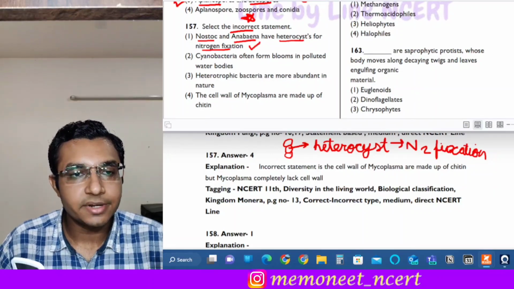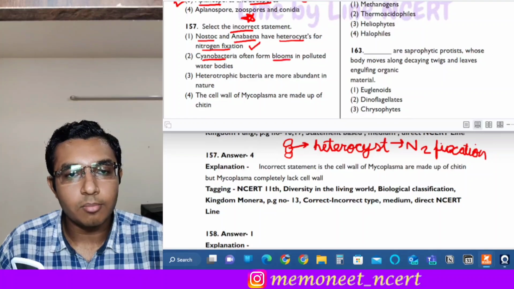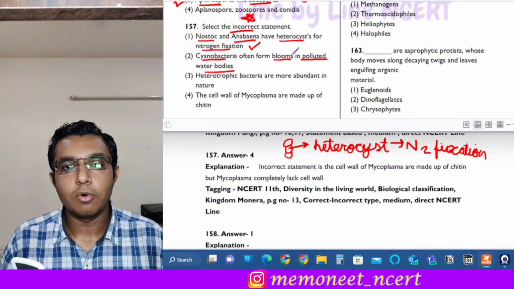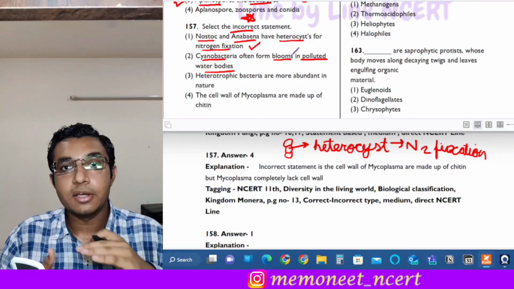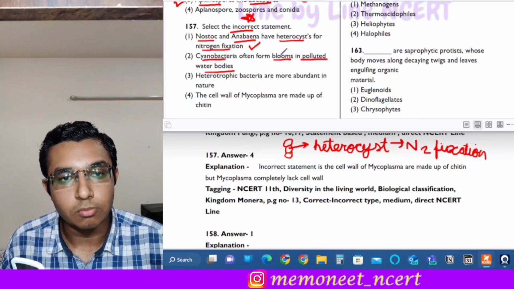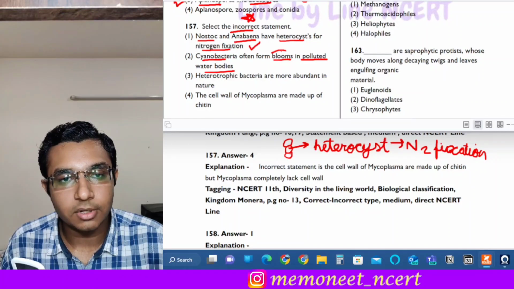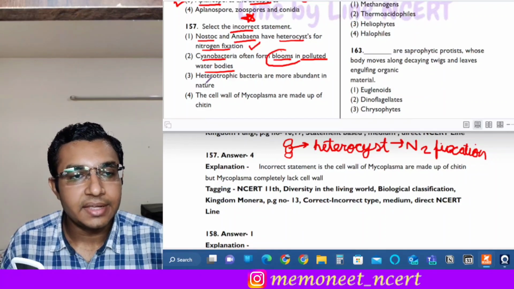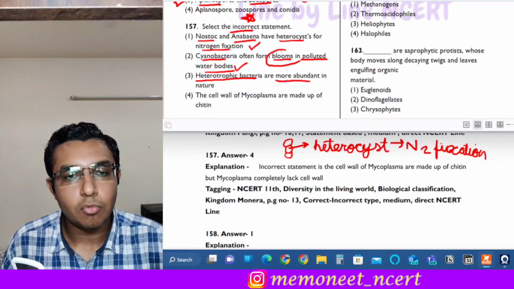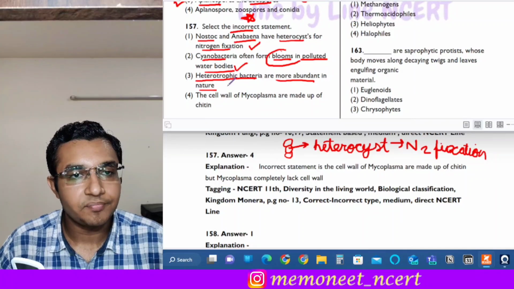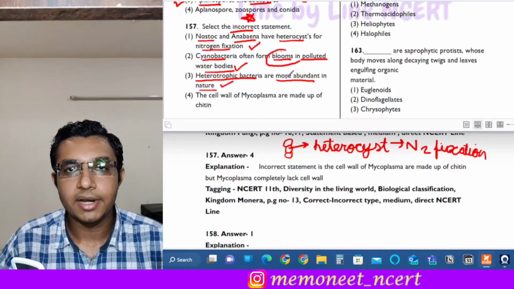The second statement is cyanobacteria often form blooms in the polluted water bodies. Okay, now see, in the polluted water bodies what happens is the cyanobacteria grow immensely. Okay, and they cover the surface of water, and that is called blooms. Okay, so they form blooms in the polluted water bodies. So this statement is also correct. Okay, the next is the heterotrophic bacteria are more abundant in nature. Okay, so yes, this statement is also correct.